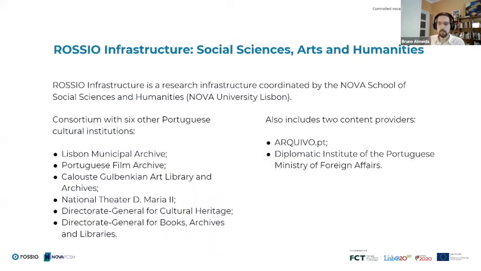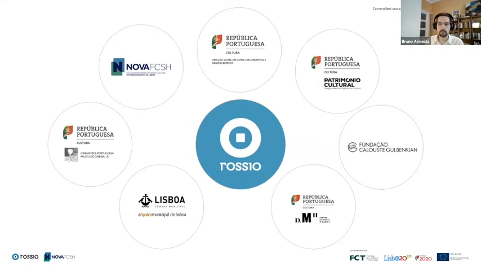So ROSSIO Infrastructure, Social Sciences, Arts and Humanities is a research infrastructure coordinated by the School of Social Sciences and Humanities of the NOVA University of Lisbon. It integrates a consortium with 6 other cultural heritage institutions from Portugal, the Lisbon Municipal Archive, the Portuguese Film Archive, the Calouste Gulbenkian Arts Library and Archives, the National Theatre Dona Maria II, the Directorate General for Cultural Heritage, and the Directorate General for Books, Archives, and Libraries, which besides providing access to its archival collections, also hosts the technological infrastructure.